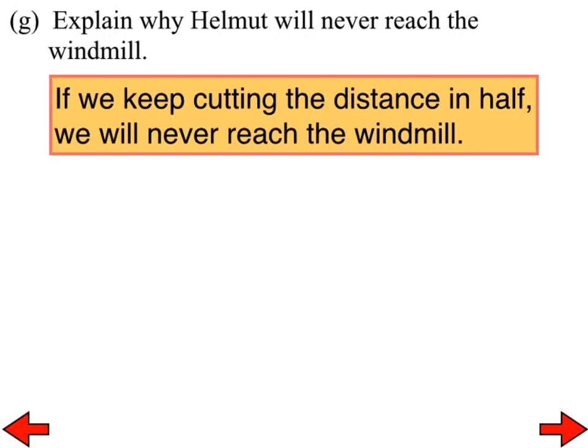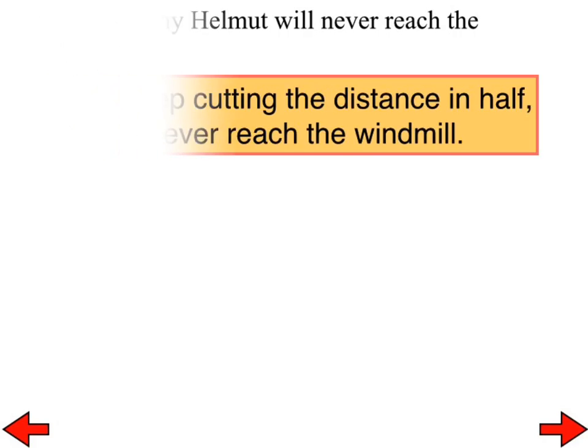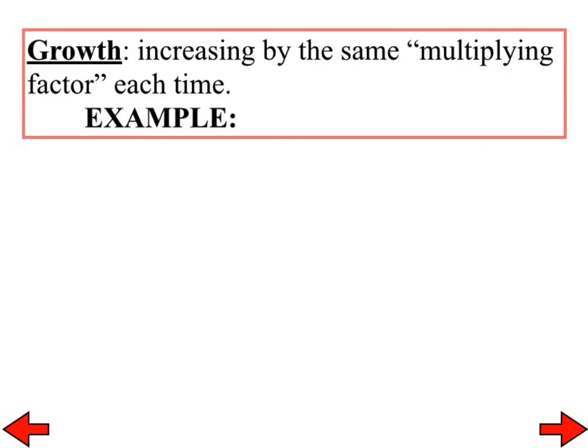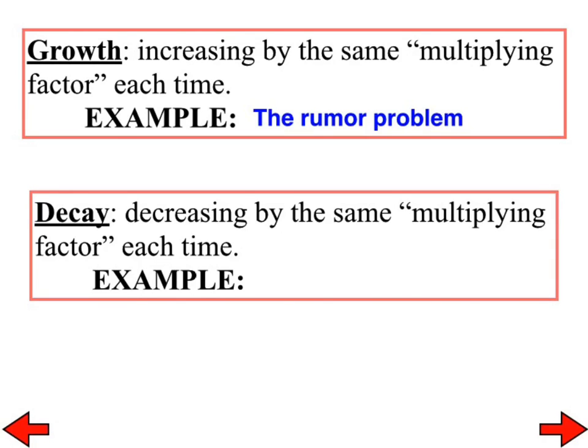All right, we're ending today with what we talked about. We talked about growth, and an example of that would be the rumor problem. Can you please fill that in? That's where the number of people knowing the rumor got huge very, very quickly. Our example for decay, of course, is the windmill problem, where we were cutting the distance in half each time.